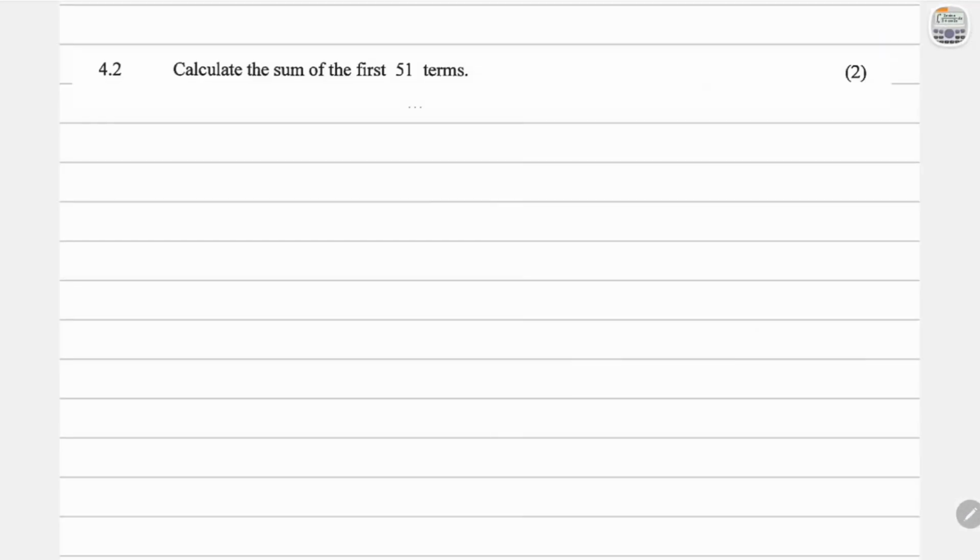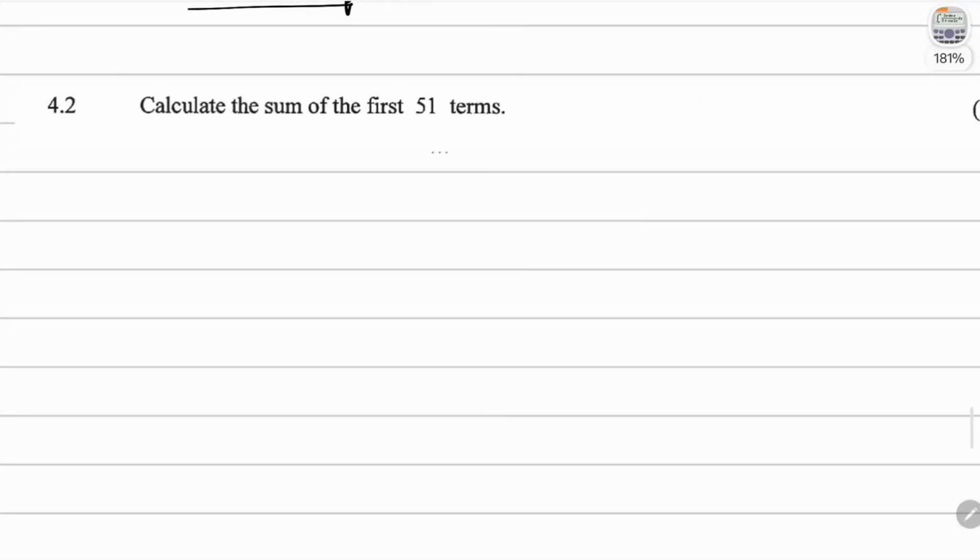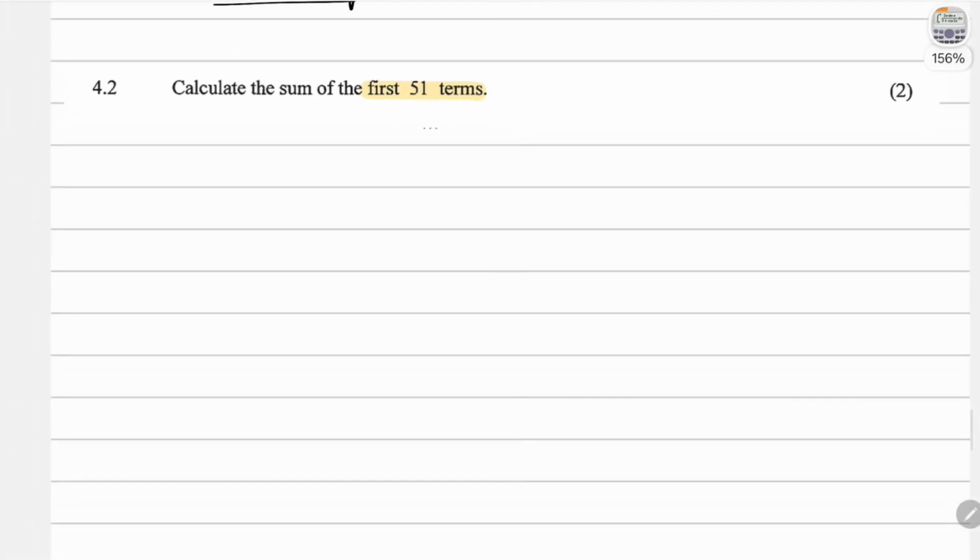Question 4.2 says, calculate the sum of the first 51 terms. There are two formulas we can use to do this.